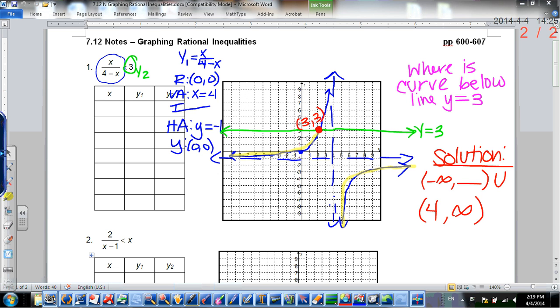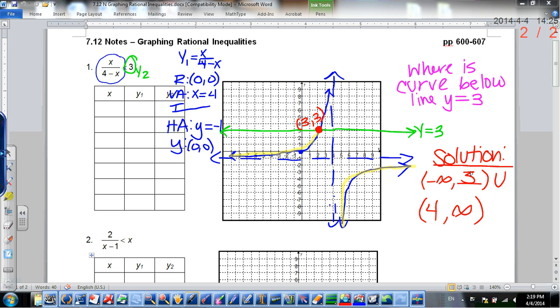Now on your graph, that point might be close to where it actually is. It might be a little bit off, but that's okay, because remember, when we draw these graphs, we're just drawing sketches, okay? All right. So that means that my solution goes from negative infinity to 3 union 4 to infinity.